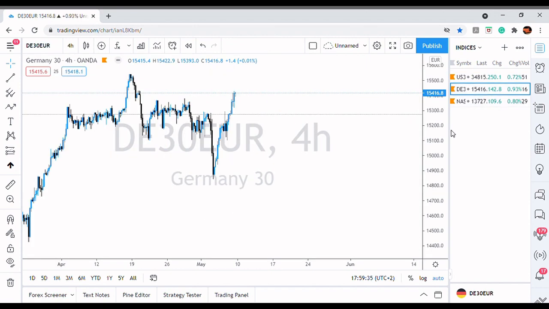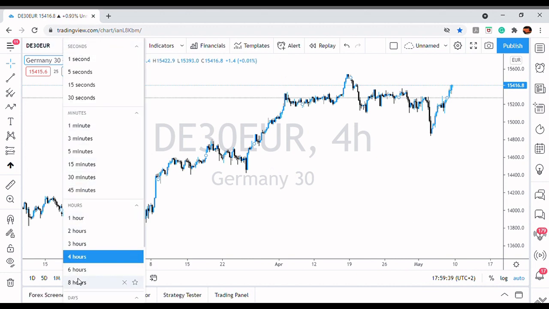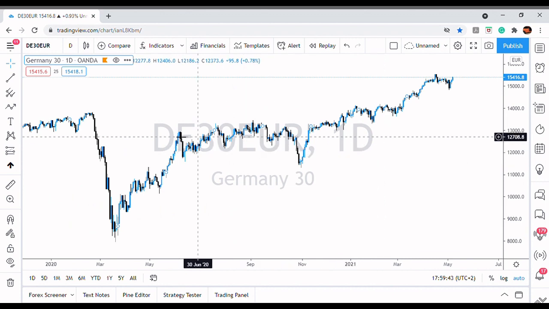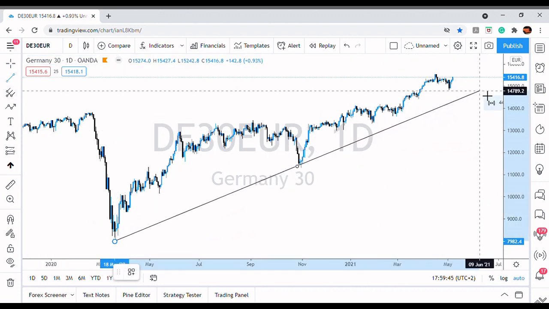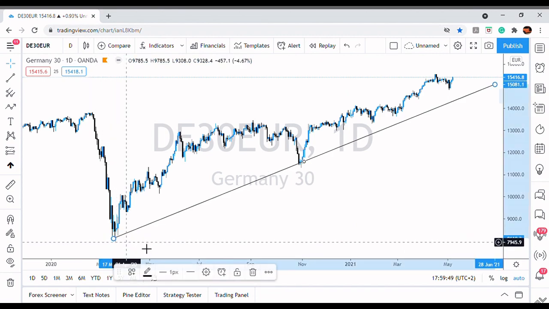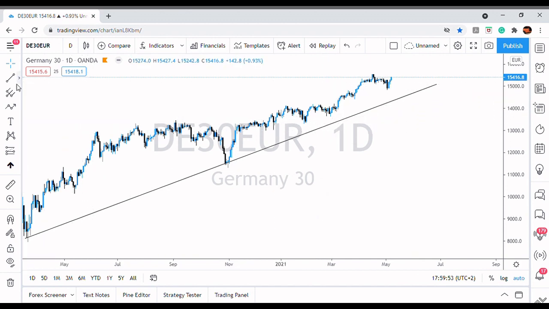GER30. So this is what is happening on GER30. I like to start with the daily chart just to see the overall. We can also see that we are buying here, bulls are in charge, but here we only have like 2 touches. So the third touch is coming soon, but when, we don't know.